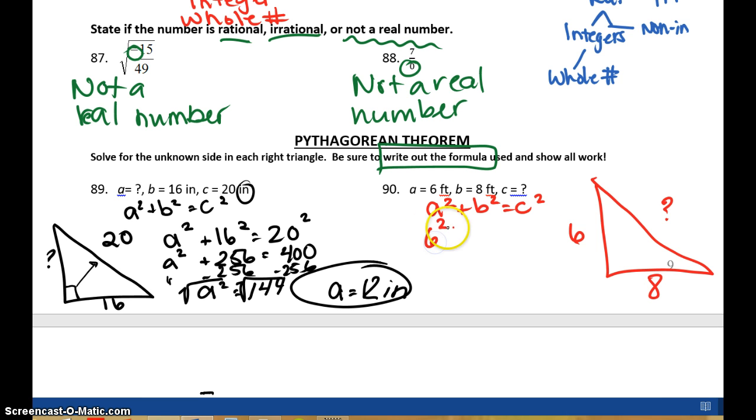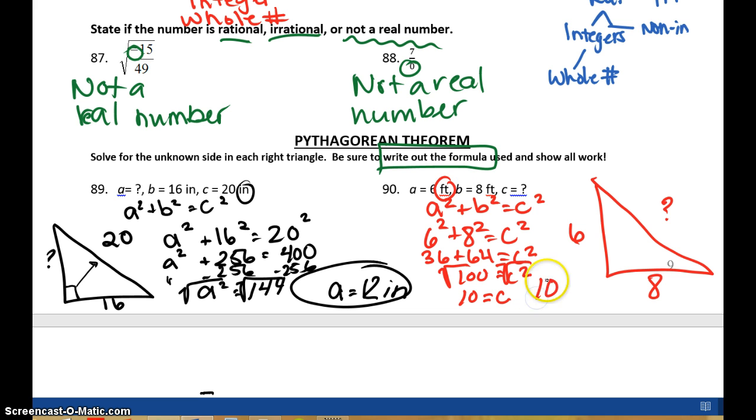We have 6 squared plus 8 squared equals c squared. 6 squared is 36. 8 squared, 64 equals c squared. 100 equals c squared. I want to solve for c, so I take the square root of both sides. And 10 equals c. But we need to make sure that we use our units once again. So it's 10 feet equals c is our final answer for that one.